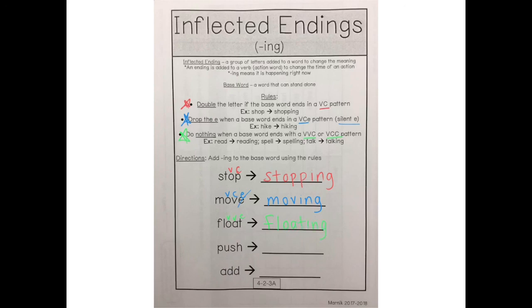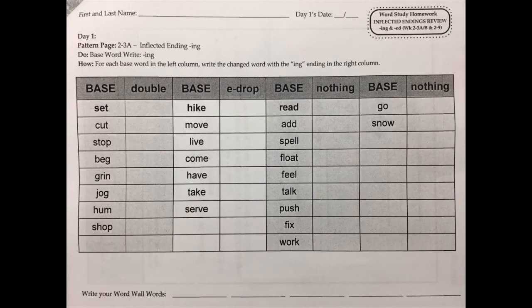If we have a word like push, then we have vowel, consonant, consonant. Our two boy consonants are already right next to each other, so they don't need another friend, and we can just add -ing, do nothing, to make it pushing. So there is an overview for you of how it works.